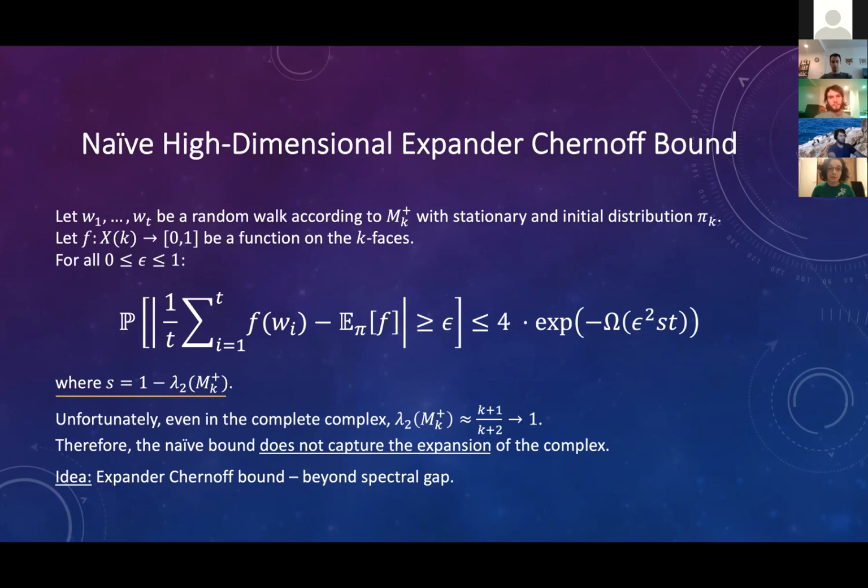So our idea to overcome this is that if f is a good function, not an obstruction, it shouldn't pay for the complex having obstructions. So we want to find a requirement about f, in relation to the complex and its links, that implies a Chernoff bound where s equals 1 minus some other eigenvalue of M_k^+ depending on f.